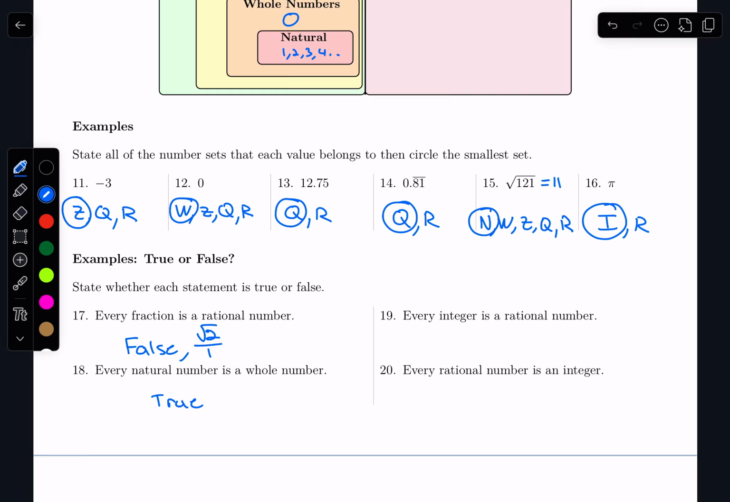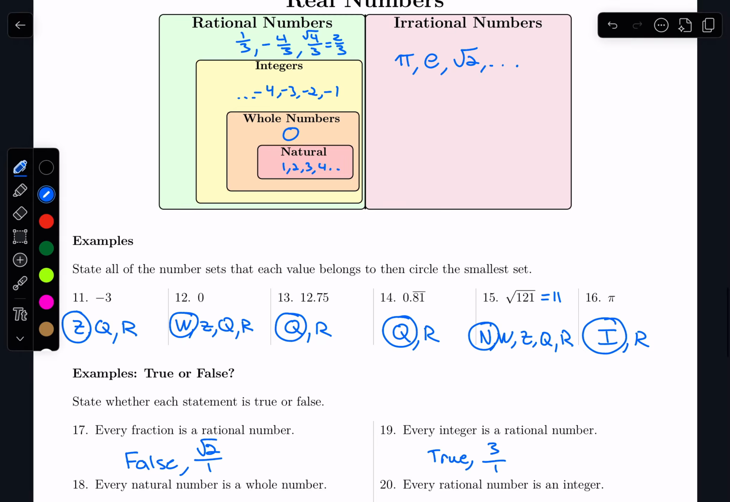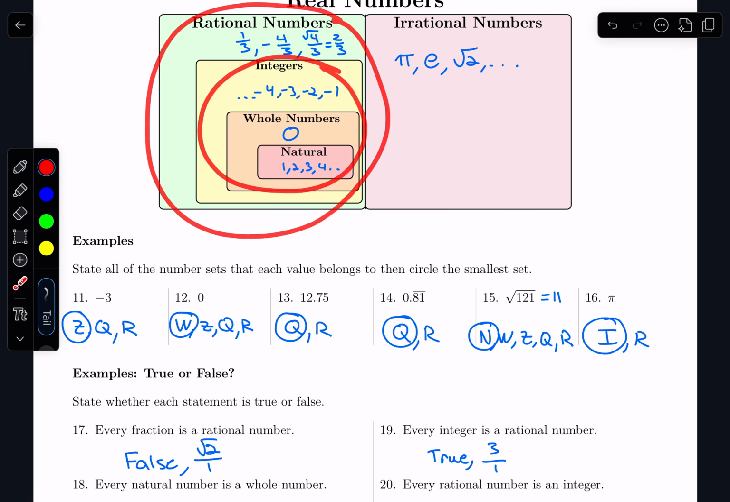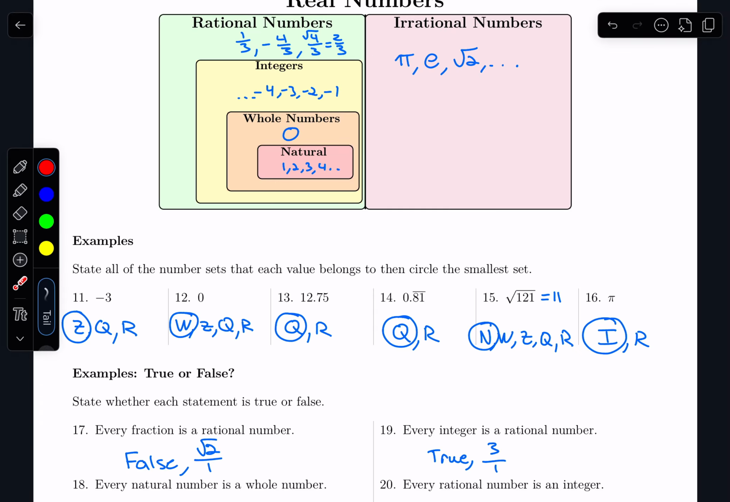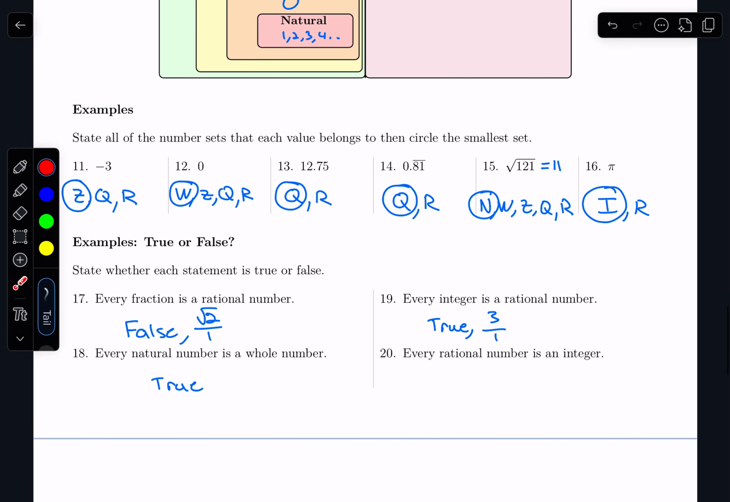Number 19, every integer is a rational number. This is true because name me any integer, such as 3, and all I have to do is write it over 1, and that shows you that it fits the definition of a rational number. Alternatively, you can see that again in our chart, the integers fit entirely inside of the rational numbers box. But it's because every integer can just be written over 1, and it meets that description of being a rational number. All right, and then last one, every rational number is an integer.